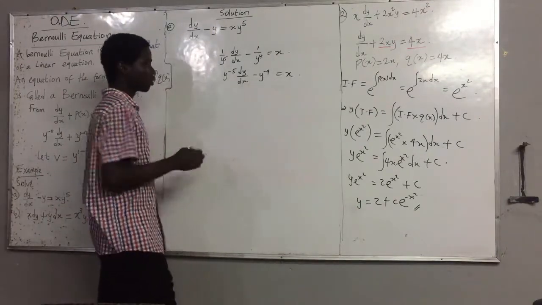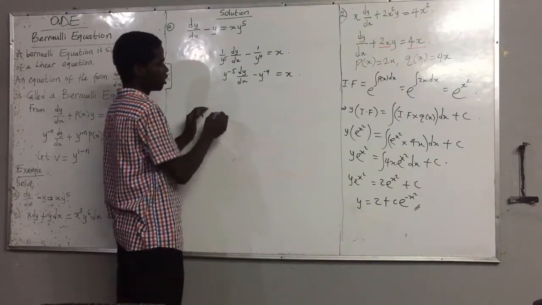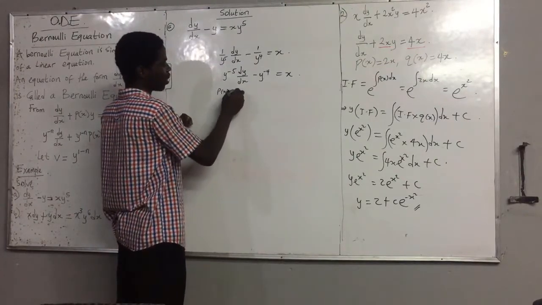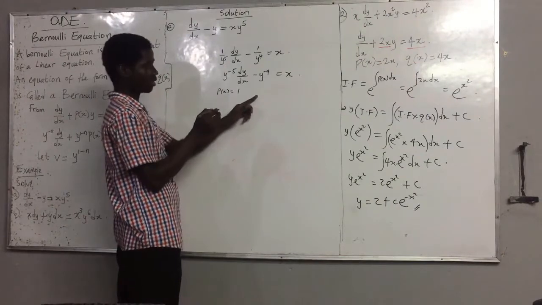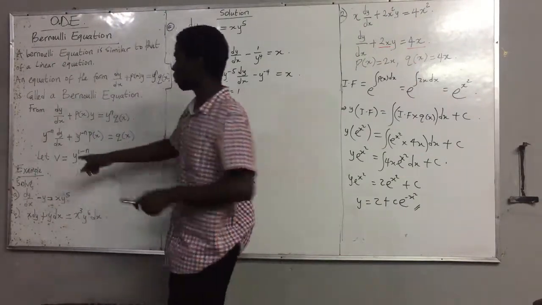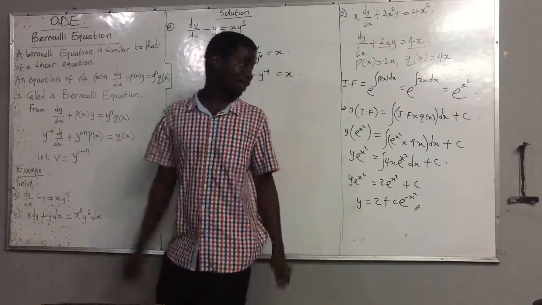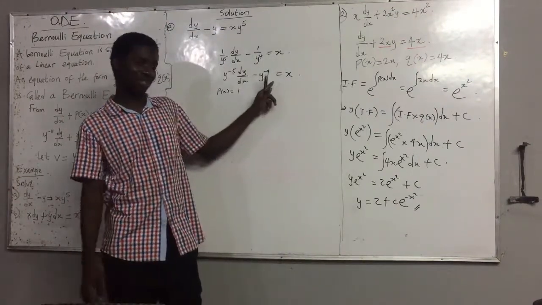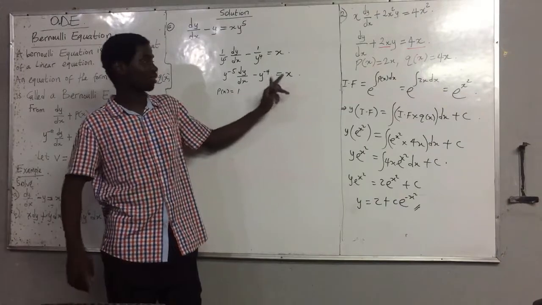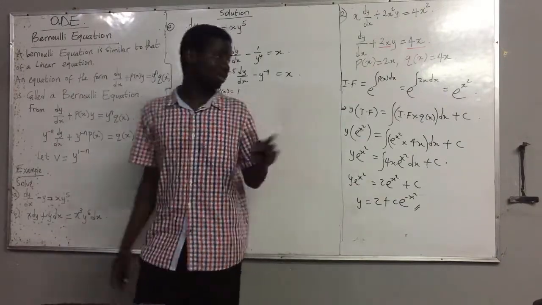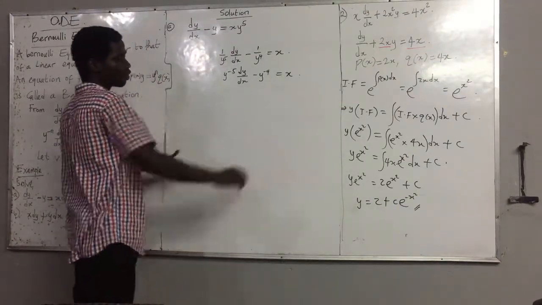Now, the first thing you need to know is, what is your p of s here? Your p of s is actually 1. Do you understand? It will become y raised to power 1 minus n times p of s. This y raised to power 1 minus n is y raised to power minus 4, and nothing else is there. So p of s is 1, and q of s is x. Do you understand? But we don't need that now.